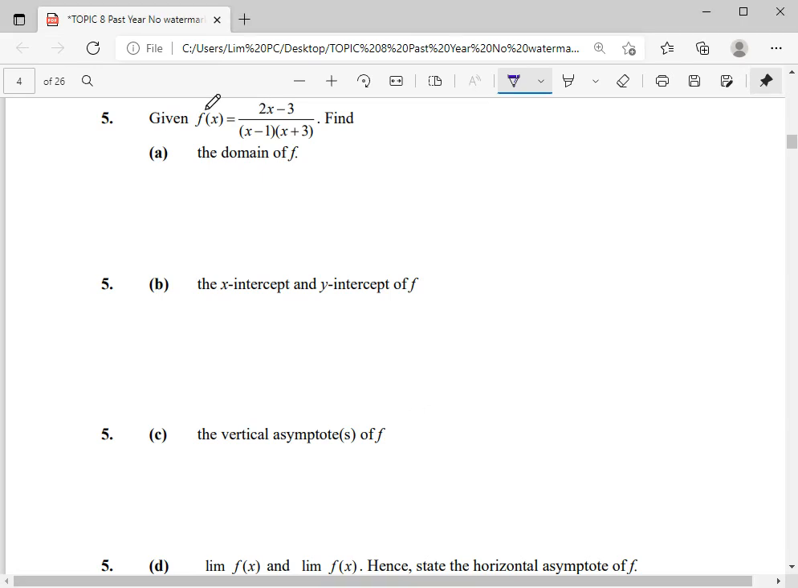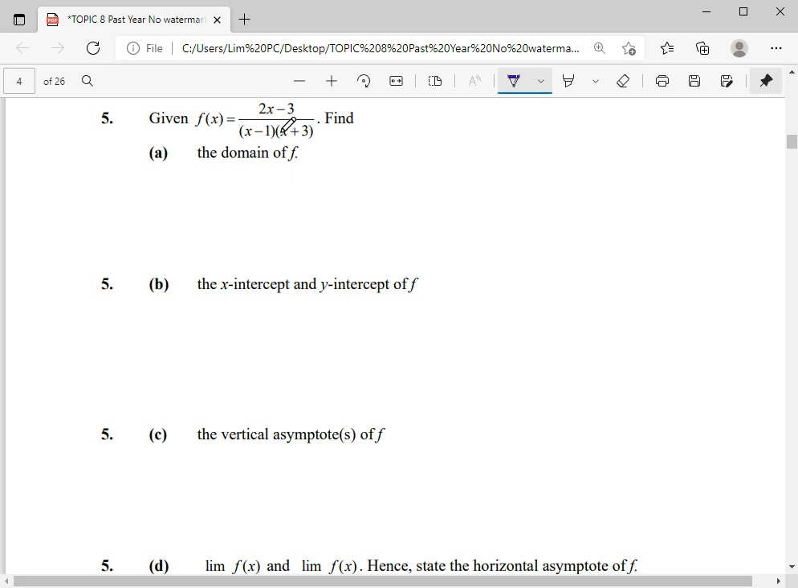So we look at question 5. They say the function here is f(x) = (2x - 3) / ((x - 1)(x + 3)). So it is a reciprocal function, or we call it a rational function. They ask us to find the domain. So this is our topic 5, domain part.